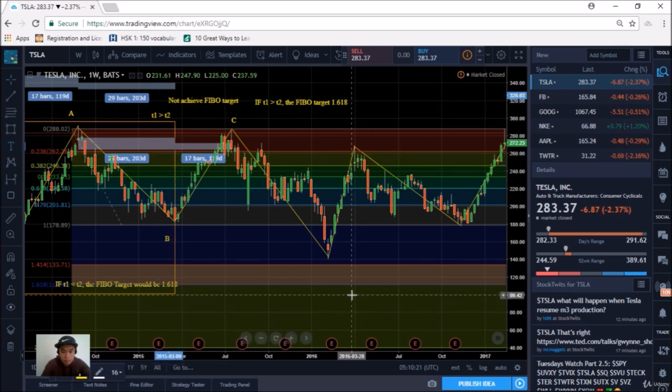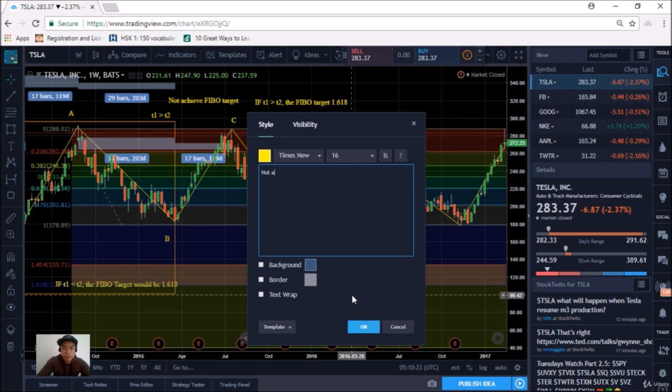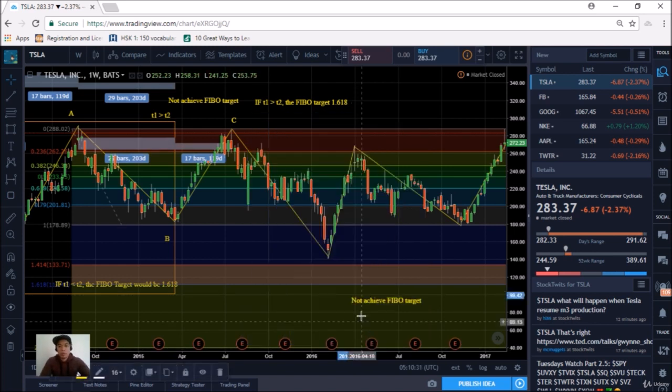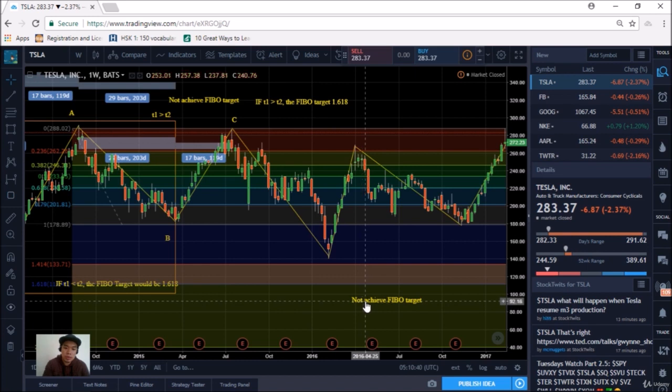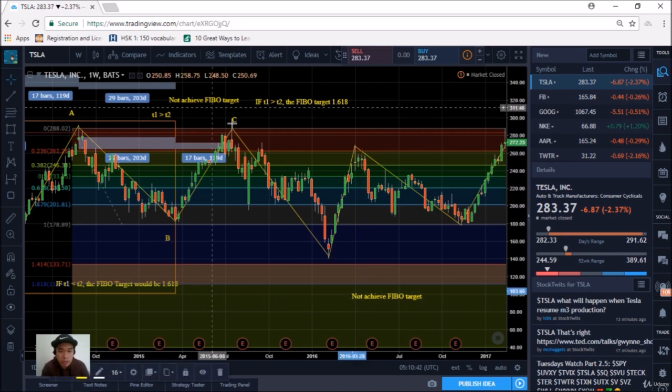Next, not achieve Fibo target. So what did you find here? What we found is that both the upward and downward market targets are not achieved.